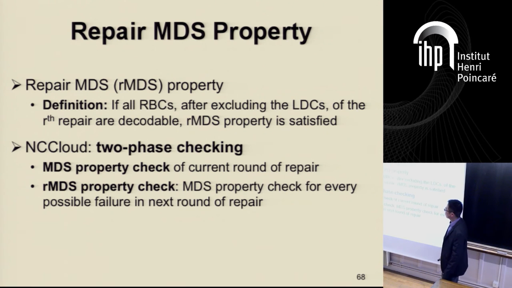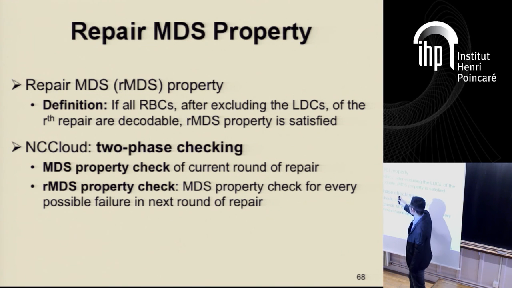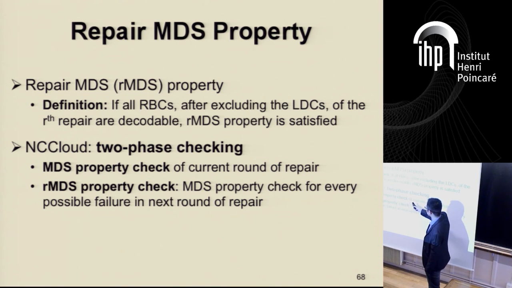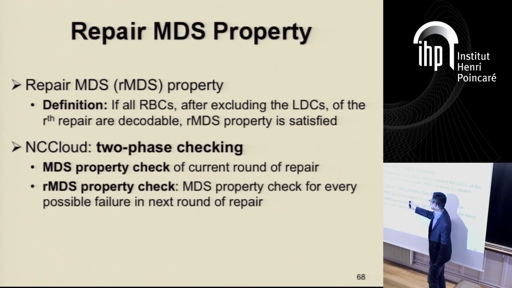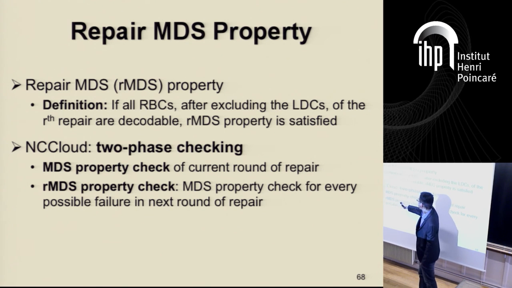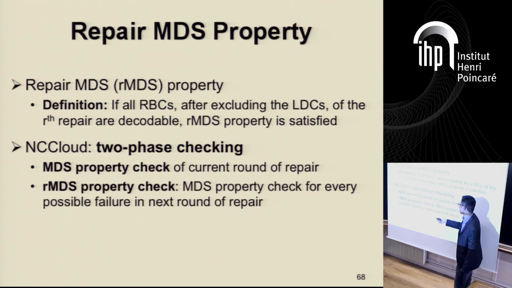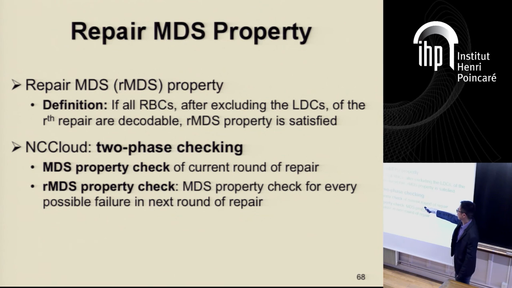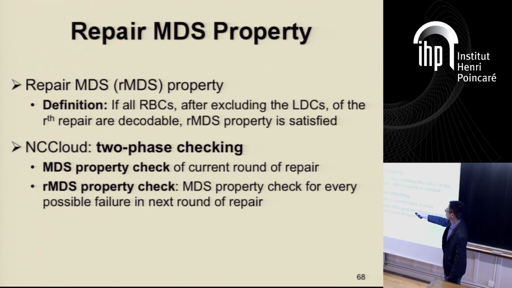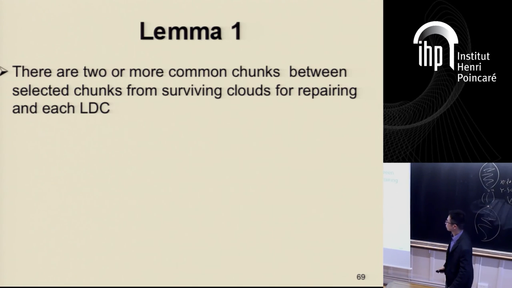And we know that NCCloud is based on two-phase checking. The first checking is very easy to understand, and for the second checking we used the RMDS property to specify it. So we used the RMDS property to criticize the two-phase checking in our previous storage system, NCCloud.